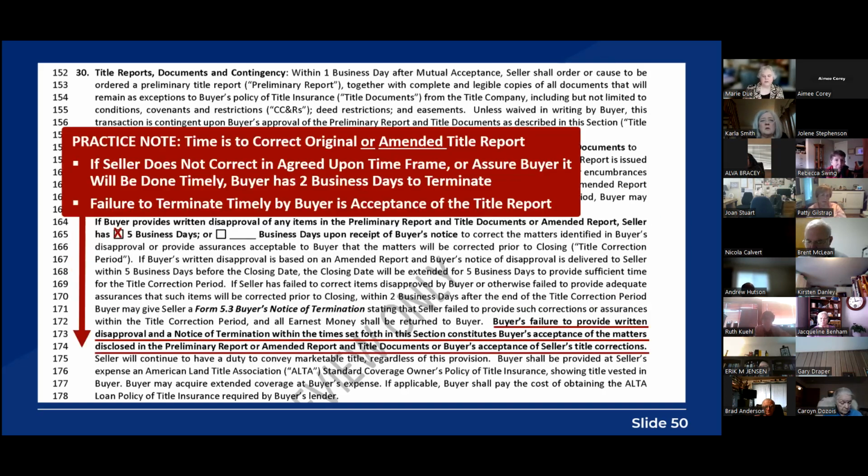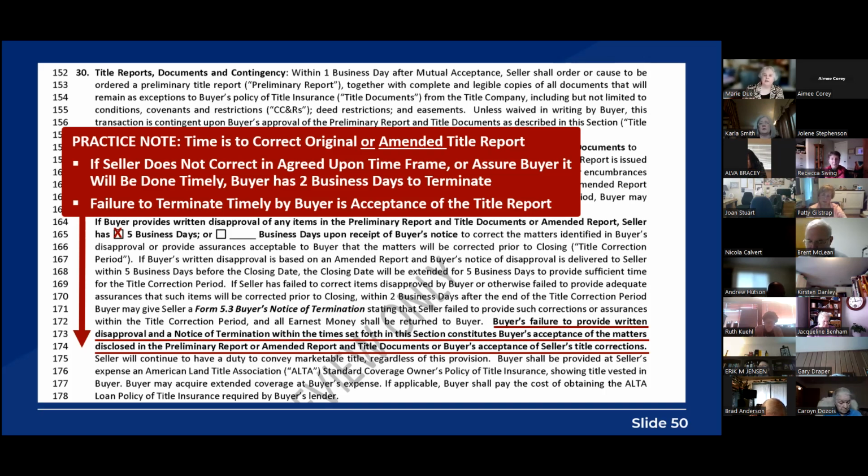Okay, buyer's failure to provide written disapproval and notice of termination within the time set forth in this section constitutes buyer's acceptance of the matters disclosed in the preliminary title report. So keep in mind that silence means acceptance. So if you're totally up to it, then that's fine. You don't have to do anything. You have the 5 days to review it.